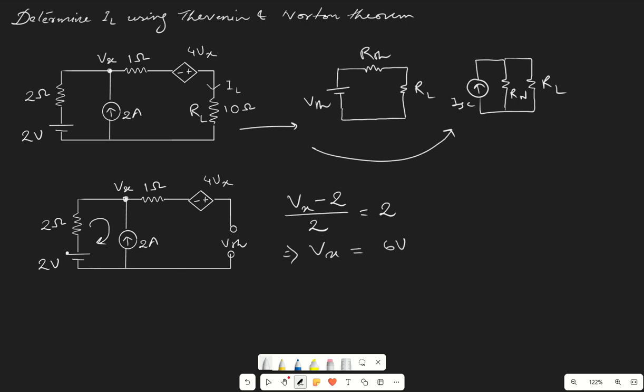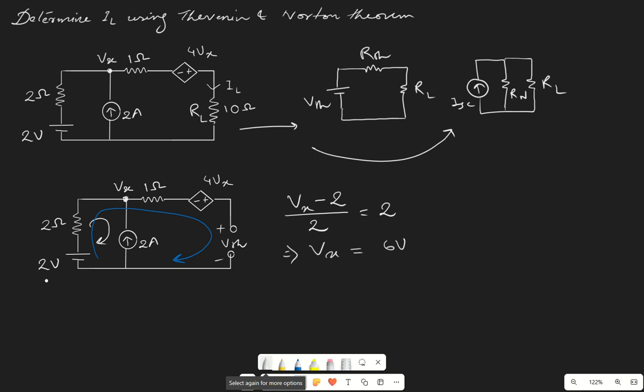So now we can determine the value of VTH. For determining the value of VTH, we can consider the outer loop, and if you write down the KVL equation, then it will contain the value of VTH. So we can do it by, suppose, 2 volt minus 2 into I1, then 1 into I1 minus 4Vx, then minus VTH equals to 0.